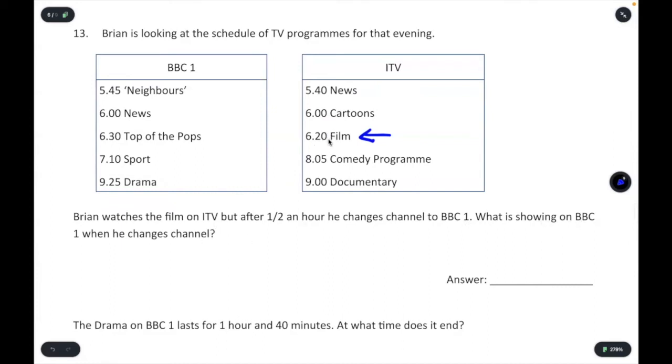Well, he started watching the film on ITV. This started at 6:20. Half an hour, in other words, is 30 minutes. So 30 minutes after 6:20, it would be 6:50. This is the time when he switches to BBC One. Well, what's on BBC One at 6:50? At 6:30, Top of the Pops started, as we can see here. That is still going on until 7:10, which means somewhere in here, 6:50. At this point, Top of the Pops is still going on. So what is showing on BBC One when he changes channel? This would be Top of the Pops.